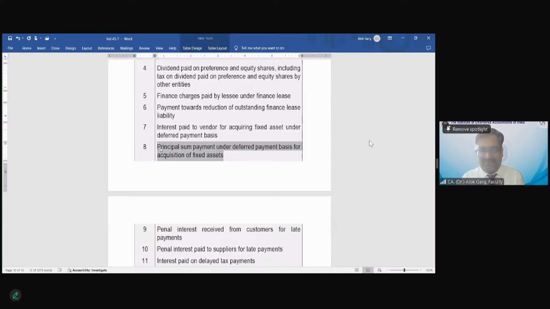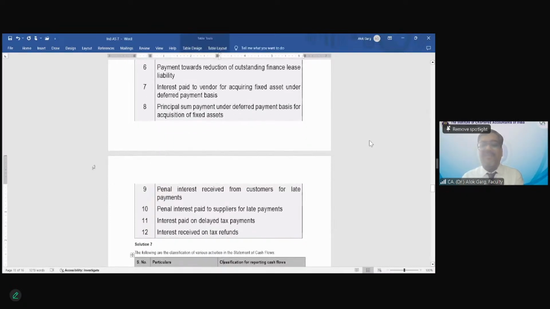Investing activity. Question number 9: penal interest received from customer for late payments. Operating activities. Penal interest is an operating activity, right? So the customer has made a late payment of the installment.